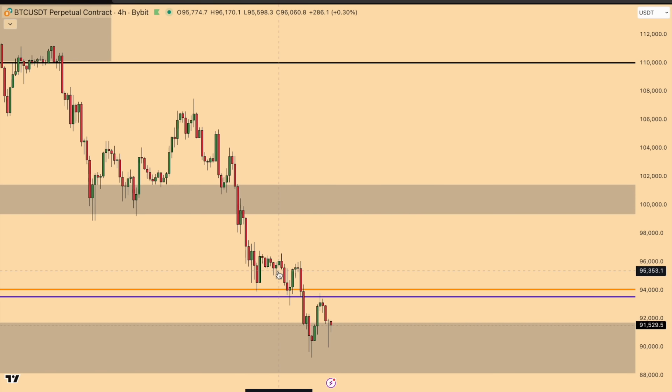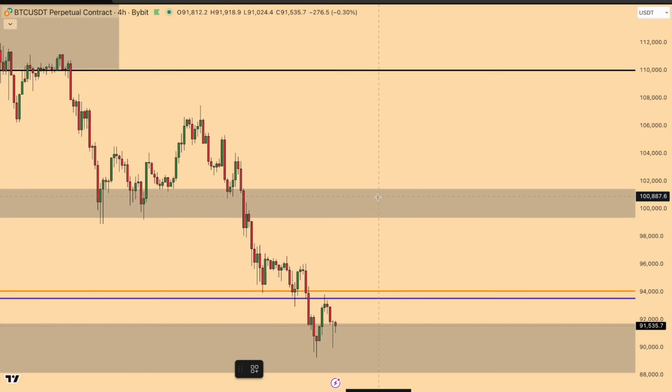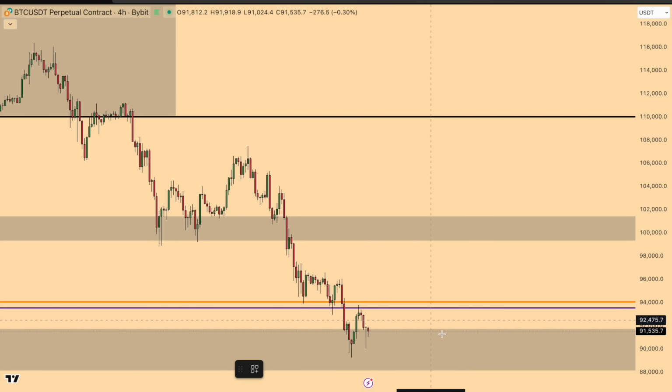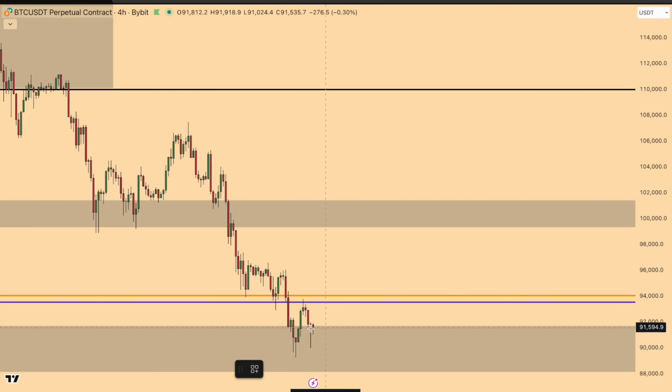And then finally, I'll just drop down to the 4 hour to finish off the current analysis. So you can see, of course, we have the higher time frames, which are still visible on the 4 hour, our key levels.